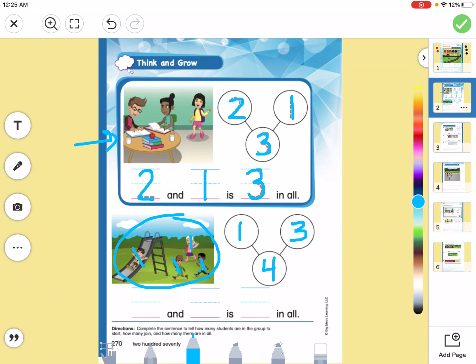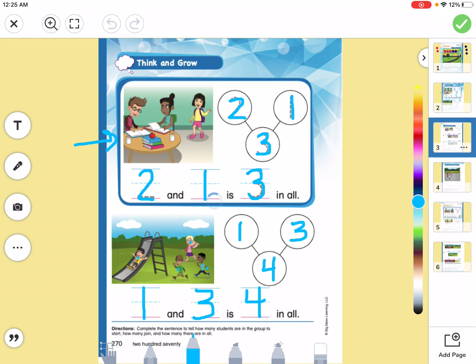Now let's turn that into an addition problem. Okay? So we had 1 student going down the slide. Okay, 1 and 3 more are going to the slide. So 1 and 3 is how many in all? 1, 2, 3, 4. So 1 and 3 is 4 in all. Okay? So let's go to the next page.